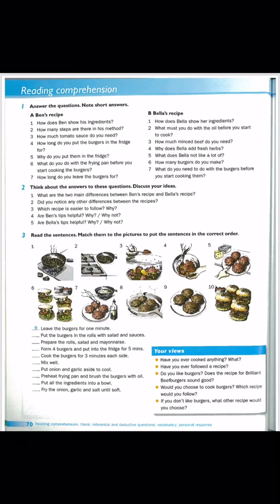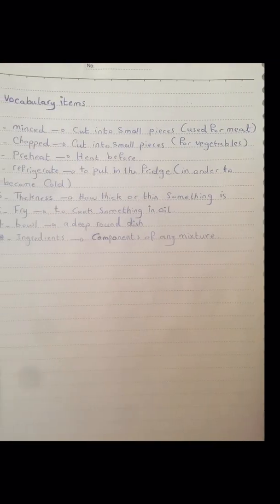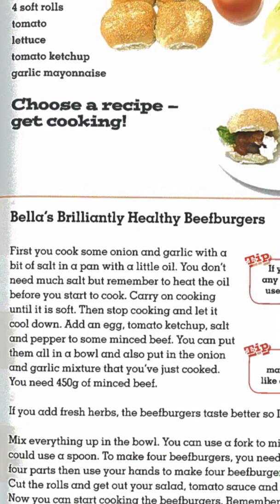طيب what must you do with the oil before you start to cook? We must heat the oil. وموجود هذا الحكي يا سابع هنا هيو، شايفينه ثالث سطر من الباراجراف. Remember to heat the oil before you start to cook.